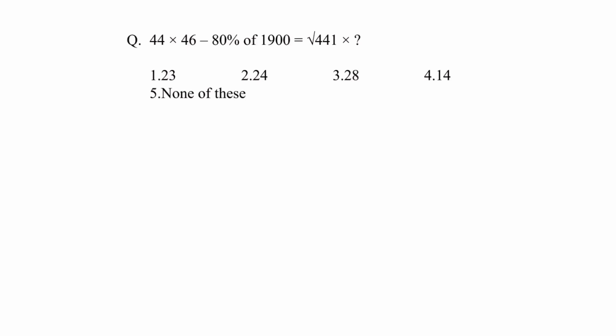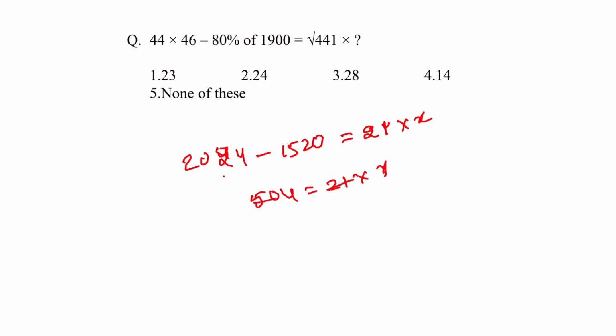Next, 40% of 44 into 46 is 2024, minus 80% of 1900 is 1520, is equal to square root of 441 is 21 into x. Let me subtract this: 504 is the difference. It's 21 into x. 21 cancels here, 21 2s are 42, 84, 21 4s are 84. Therefore, x is equal to 24 is the answer. Second option is the correct answer.